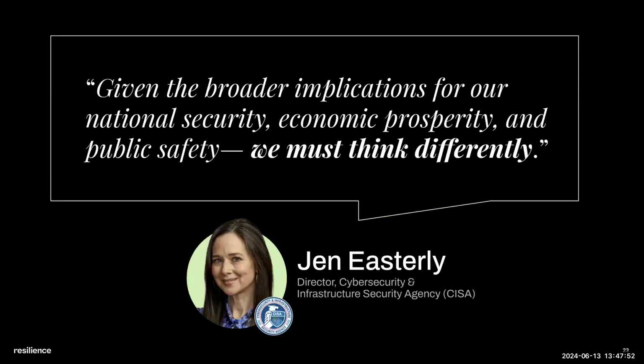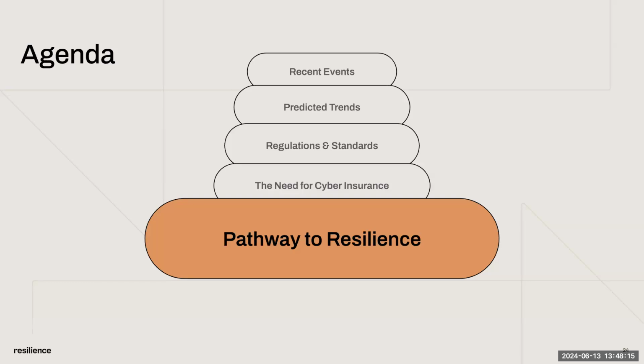According to Jen Easterly, who is the Director of the Cybersecurity and Infrastructure Security Agency in the US government, given the broader implications for our national security, economic prosperity, and public safety, we must think differently. Probably quoting Steve Jobs, of course, in her mind a bit. In other words, we need a radical change in the way we think about the world around us. So how do we get there?